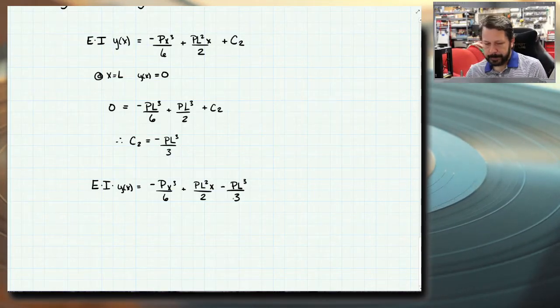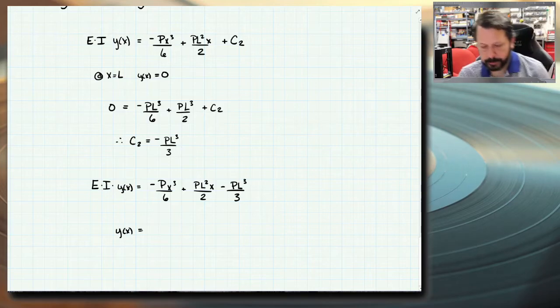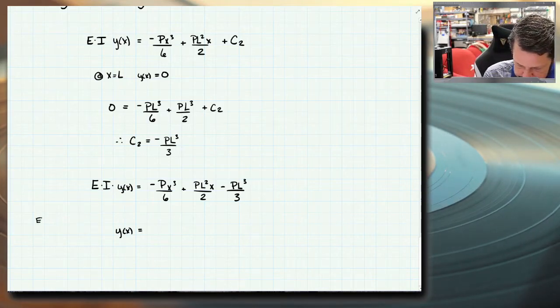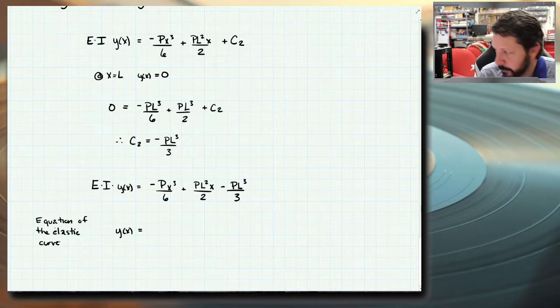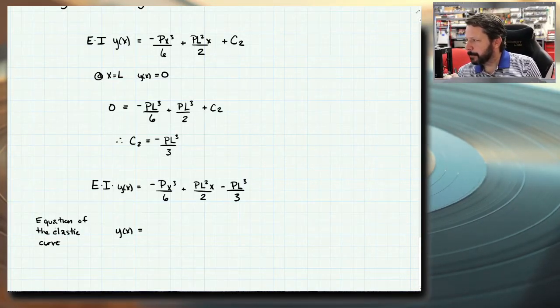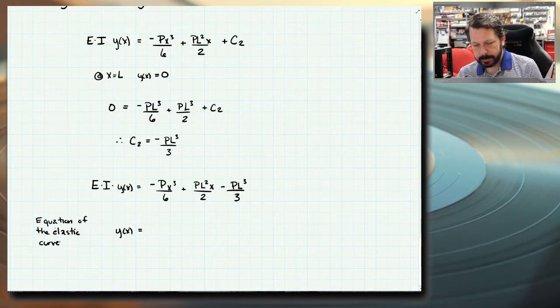Okay, let's isolate y of x. We want that by itself. So y of x is the equation of the elastic curve. We need to collect these with a common denominator of 6. So negative P x cubed over 6 plus 3PL squared x over 6 minus 2PL cubed over 6.